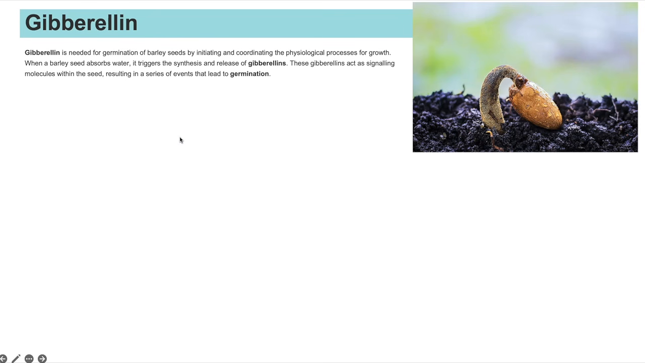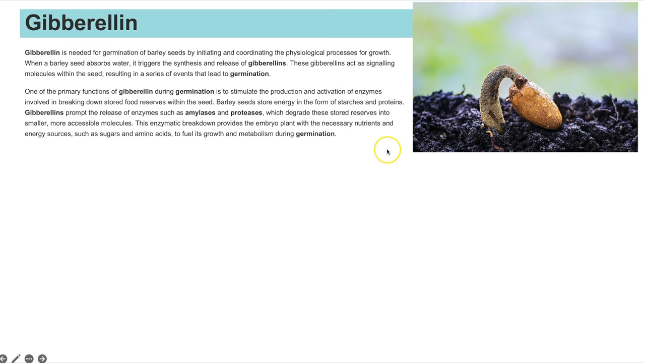So a bit on gibberellins then. Gibberellin is needed for germination of barley seeds, as an example, by initiating and coordinating the physiological processes for growth. When a barley seed absorbs water, it triggers the synthesis and release of that plant hormone gibberellin. And these gibberellins act as signalling molecules within the seed, resulting in a series of events that leads to germination. One of the primary functions of gibberellin during germination is to stimulate the production and activation of enzymes involved in breaking down stored food reserves in the seed.